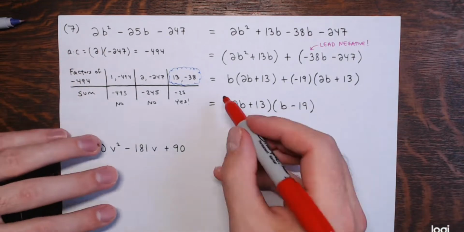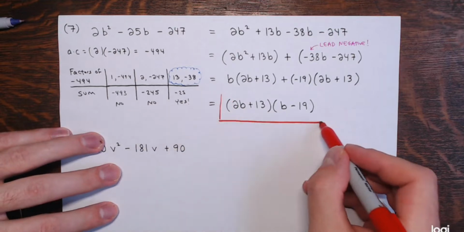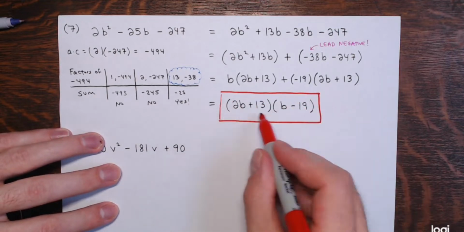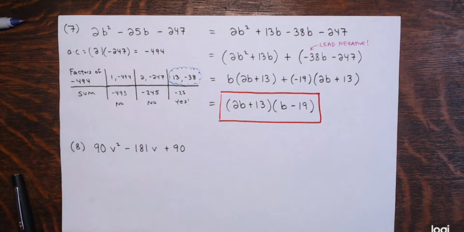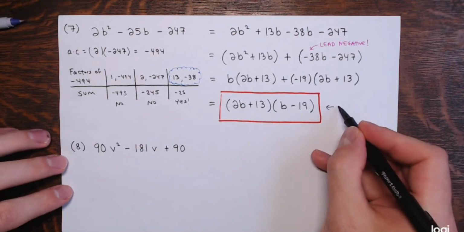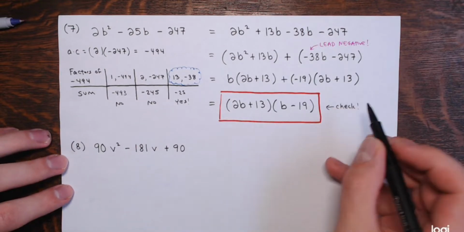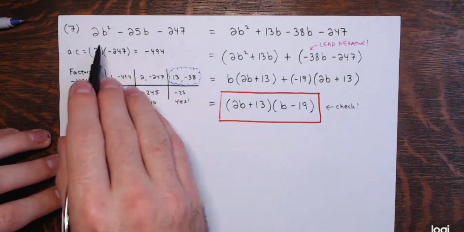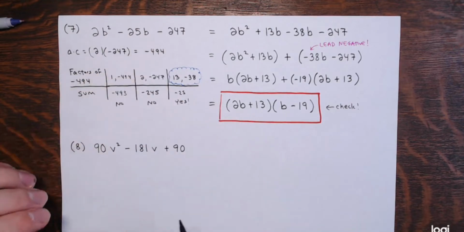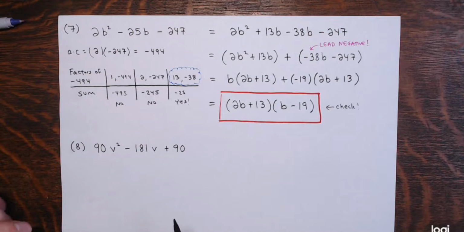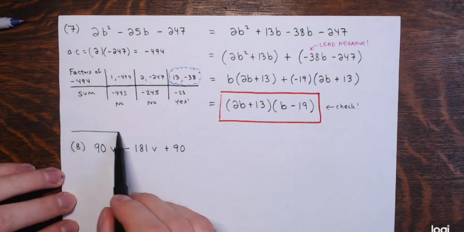Right, there we go. The original expression written as a product, right, factored. And again, please don't forget to check this. Right? Multiply these and see if you get the original expression back, and you should. Great.